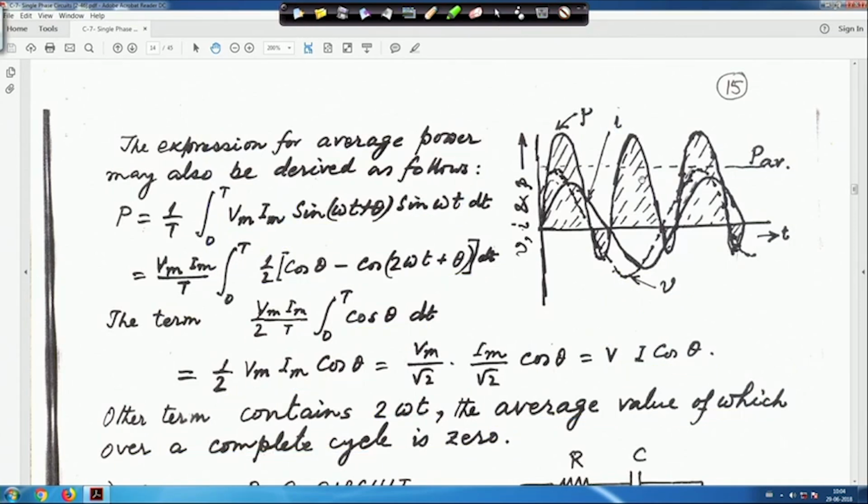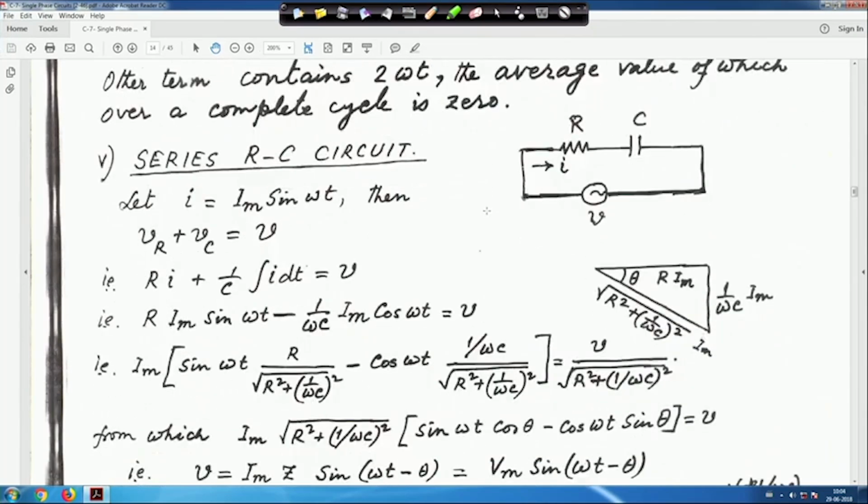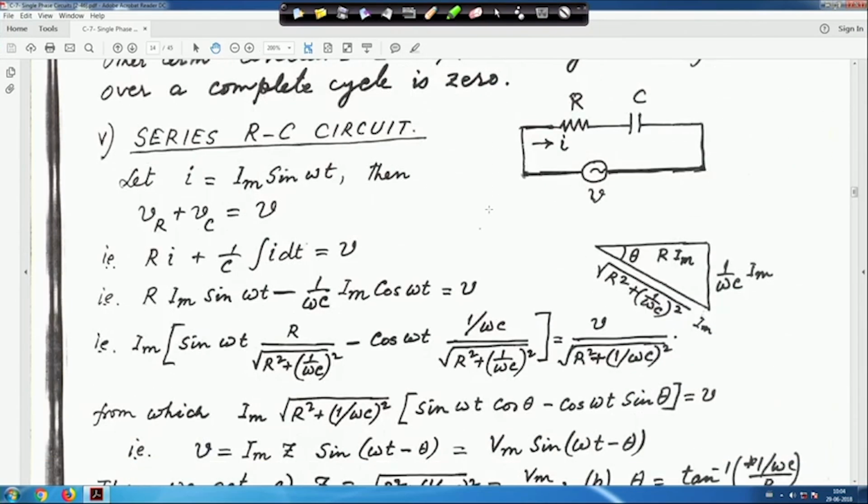So this is the idea. Next we will consider the series RC circuit. It is the same as your inductive circuit, but here it is C. So in this case again we assume i equals Im sin omega t, with its instantaneous polarity, and this current i is flowing like this in the series RC circuit.